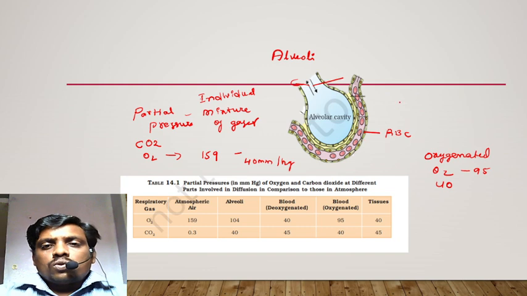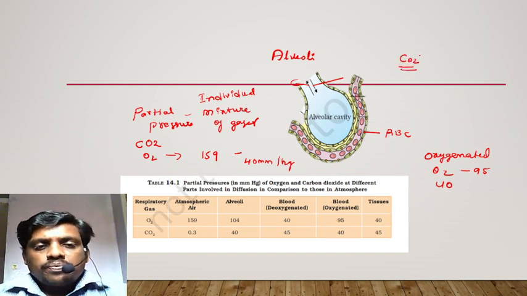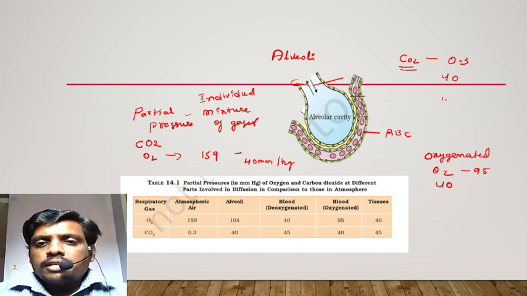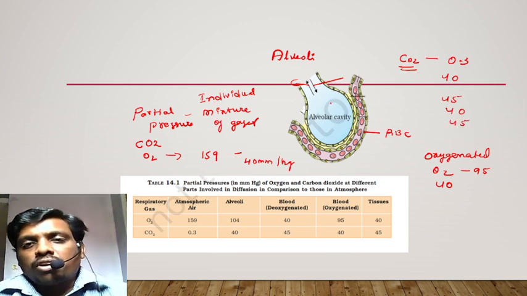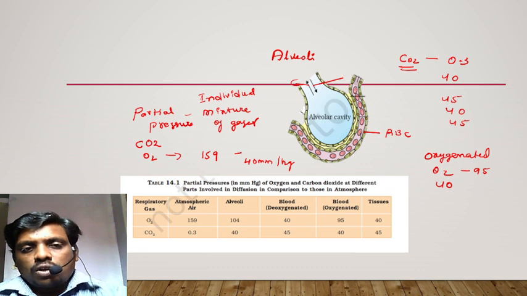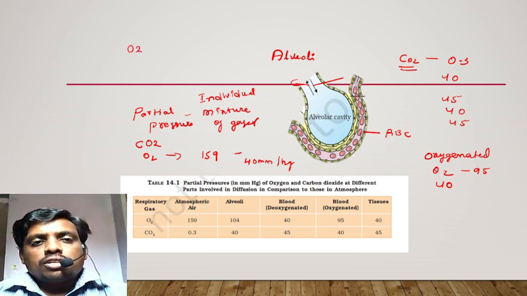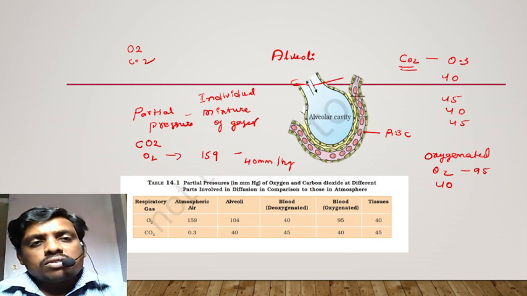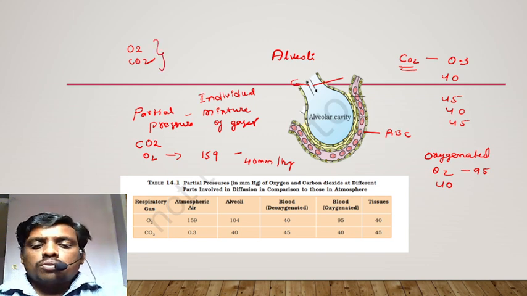Inside the tissues, oxygen has 40 mm Hg partial pressure. Now let us see the values for CO2 as a result of this. CO2 respiratory gas contains atmospheric pressure of 0.3. Alveoli has 40 mm Hg. Deoxygenated blood has 45 mm Hg. Oxygenated blood has 40 mm Hg. Inside the tissue it will be 45. These partial pressures are very important from the examination point of view. So the oxygen partial pressure and CO2 partial pressure in the atmosphere, alveoli, oxygenated blood, deoxygenated blood and inside the tissues, we have to put it in our minds.